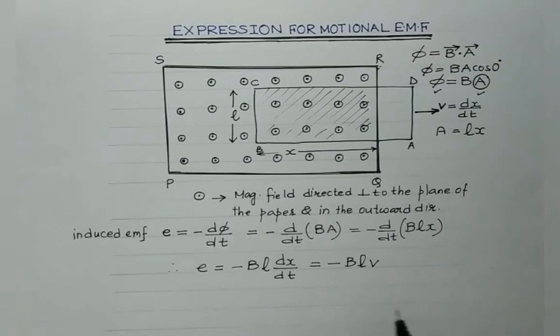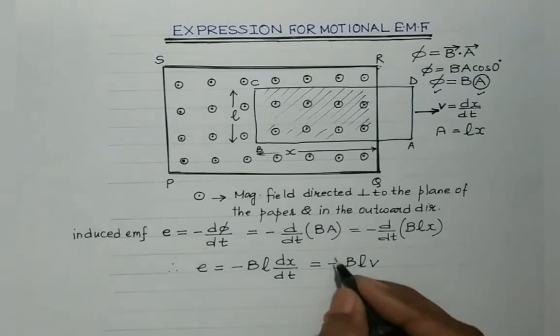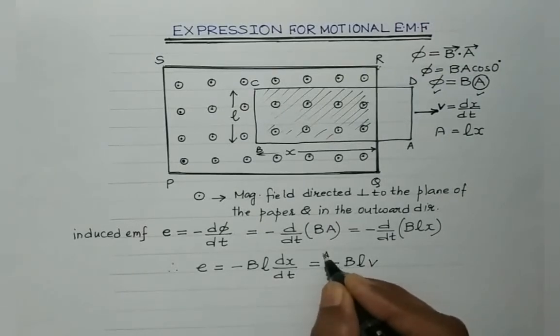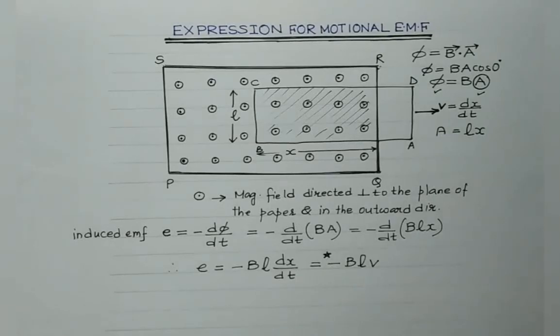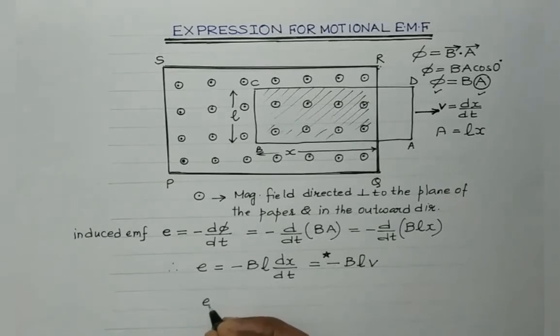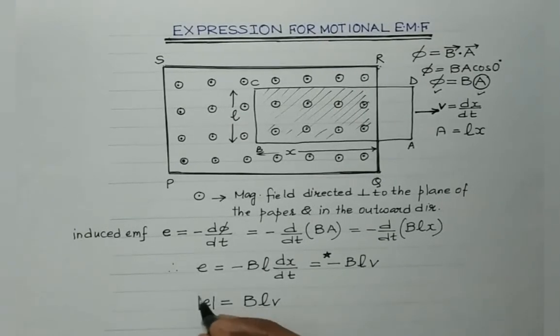So this is the expression for the motional EMF. And as I have always maintained, this negative sign suggests that this induced EMF is always of opposing nature. So in magnitude, the formula for the induced EMF is BLV. So this is the formula for the motional EMF.